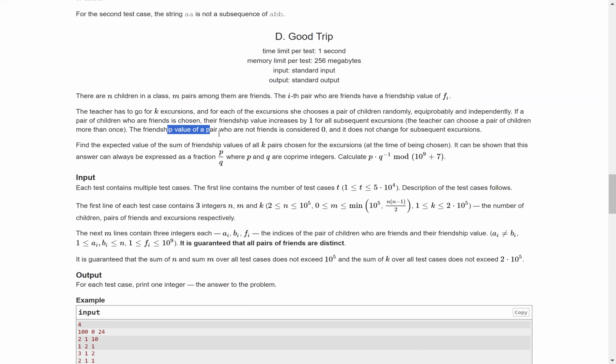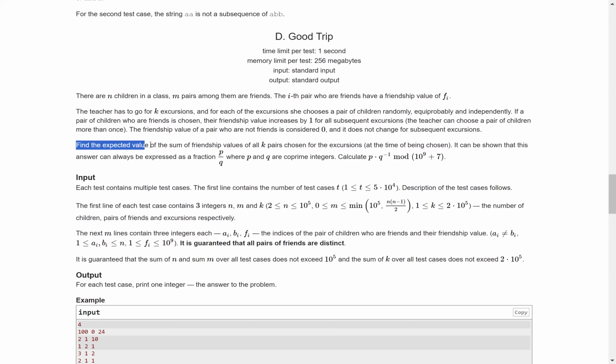Otherwise, if the two people the teacher chose are not friends, then nothing happens. Their friendship value doesn't increase. Those who are friends, it increases by 1. For all the subsequent excursions, the teacher can choose a pair of children more than once also. And in case the two people the teacher chose are not friends, in that case it doesn't change anything.